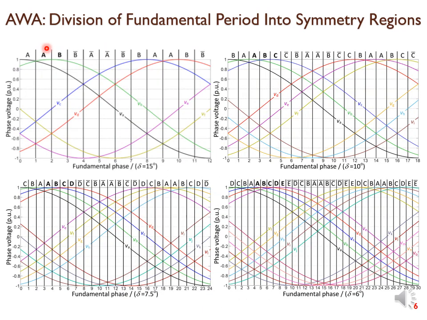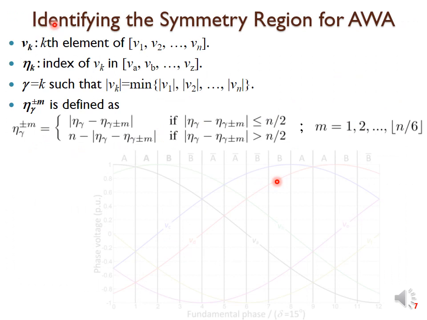And in this slide we show the resulting symmetry regions, not only for 6 phases with asymmetrical windings, where we have 2 basic patterns, but also for 9 phases with 3 basic patterns, for 12 phases where we have 4 basic patterns, and for 15 phases with 5 basic patterns. For asymmetrical windings, it will be necessary to identify the symmetry region where the phase voltages are at each instant without using trigonometric functions. So for this purpose, we will define several variables.